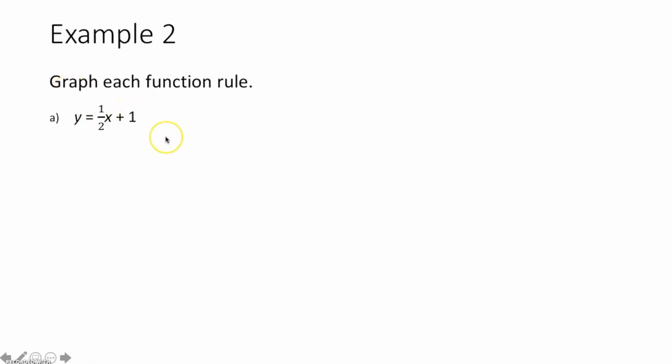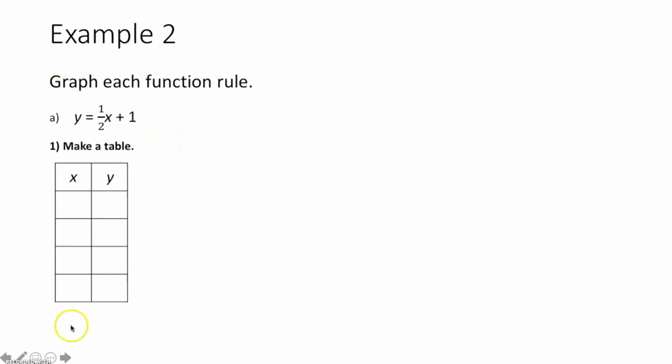Example 2, doing the same thing. Let's graph this function rule. First, need a table. X values that I pick does not matter. I have x to the first power, so I know it's going to be a linear function. So I'm just going to pick 0, 1, 2, 3. These are easy numbers to work with. That's why I do it.